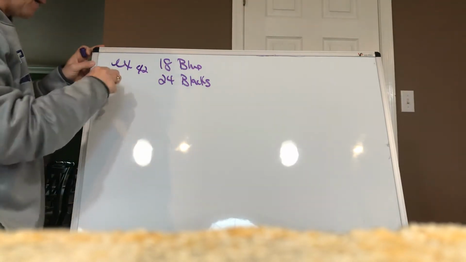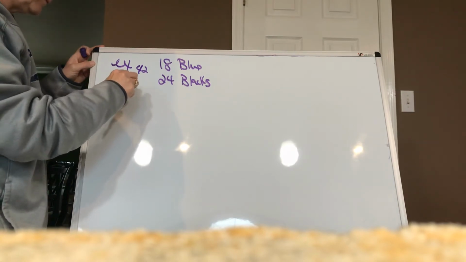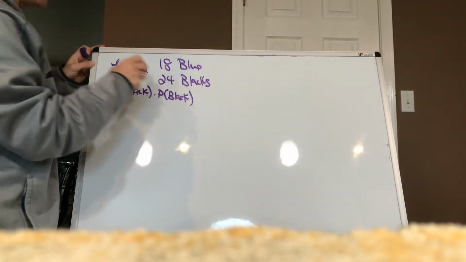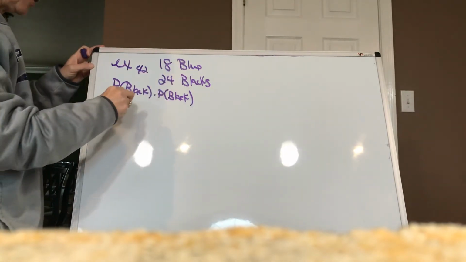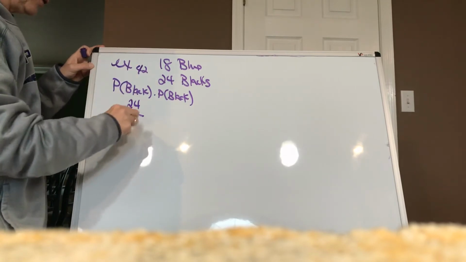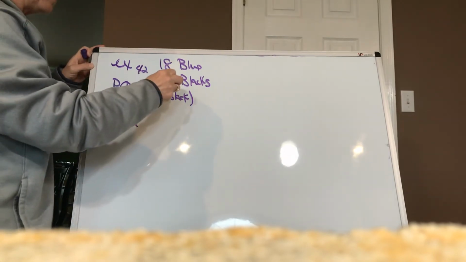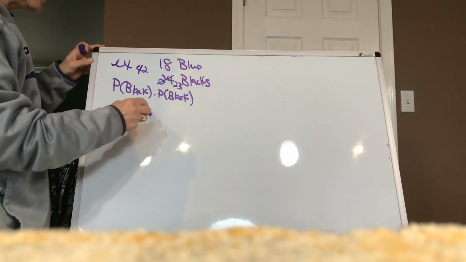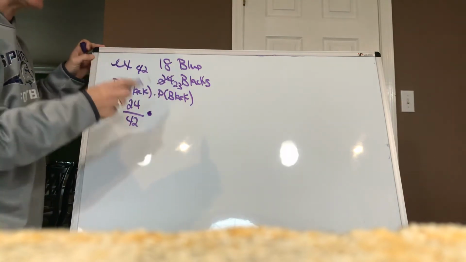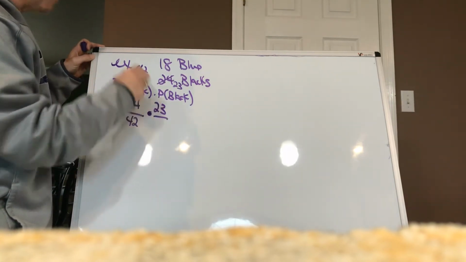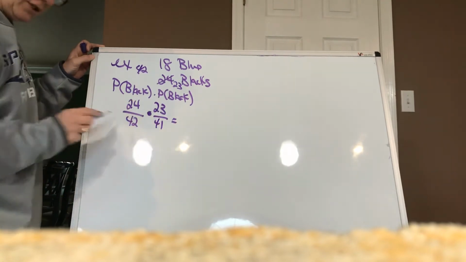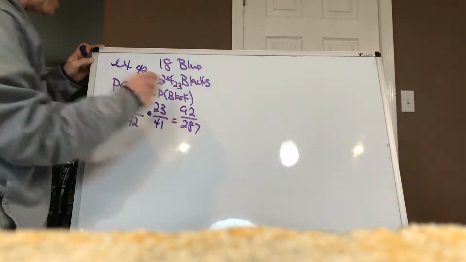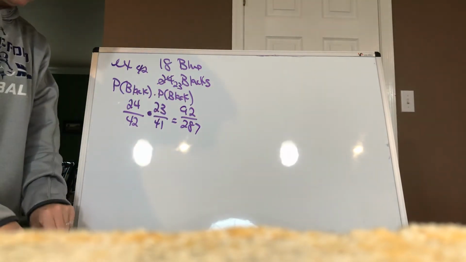So you want the probability of getting a black times probability of getting a black. And remember, you're not putting it back. So how many black socks are there? 24 out of 42. That's the original pick. Now, you took one of the black socks out, so there's only 23 left. So, what's the probability of getting a black sock on the second pick? 23 out of, now there's only 41. Please use your calculators. You end up with 92 over 287. Again, that is dependent probability.